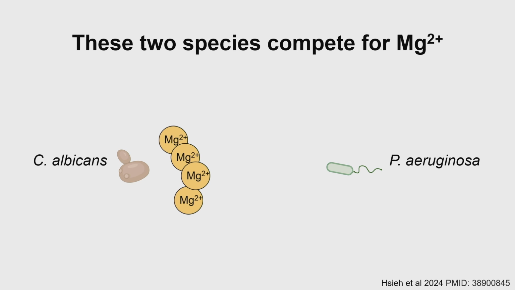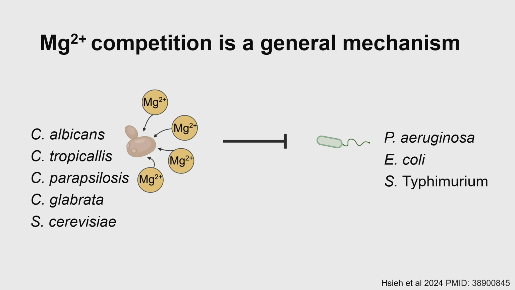And then we started to wonder, is this mechanism general or very specific to these 2 species? Using a panel of different fungal species and bacterial species, we found this competition is very general. We can see a lot of Candida species, even Saccharomyces cerevisiae, can sequester magnesium from the bacteria and suppress the growth of several gram-negative bacterial species.